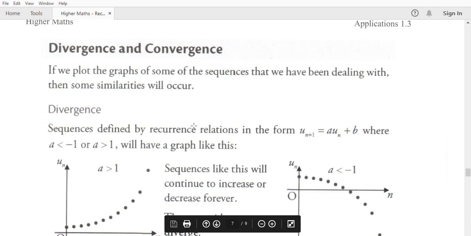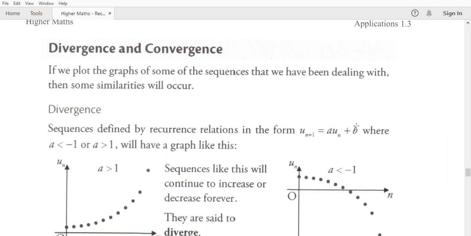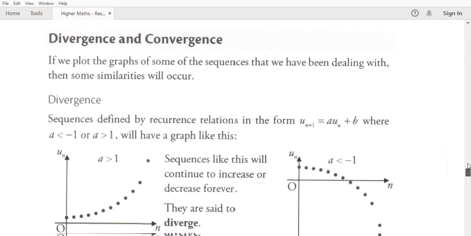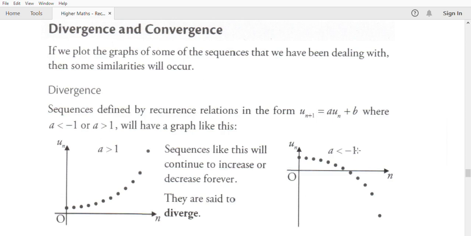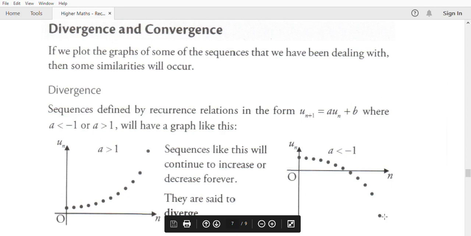So if we take a recurrence relation of the form u(n+1) = a·u(n) + b, with our value of a larger than 1 or smaller than negative 1, what we will find is that the sequence just keeps on getting larger and larger if our value of a is greater than 1. If our value of a is less than negative 1, it will just get smaller and smaller. Okay, why does that happen?